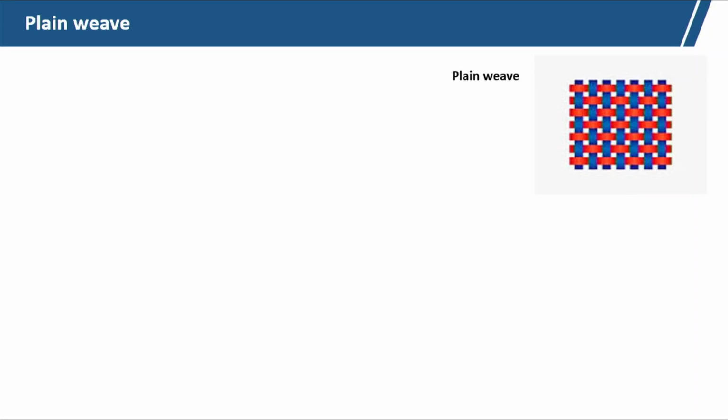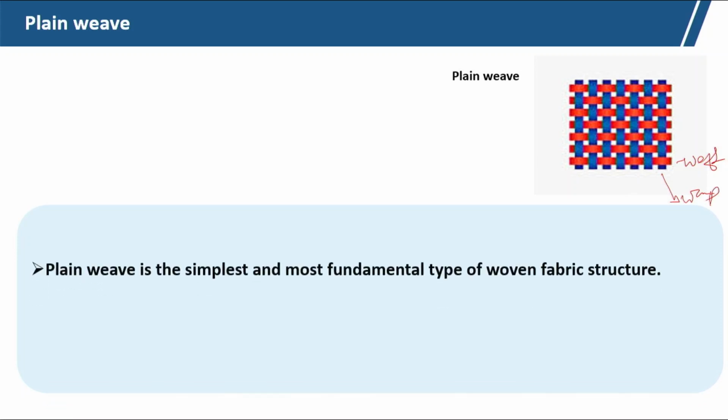We will start with the plain weave. This is the plain weave structure. You can see one up, one down. This is the warp and weft. Now, plain weave is the simplest and most fundamental type of woven fabric, with the up and down movement of the threads.